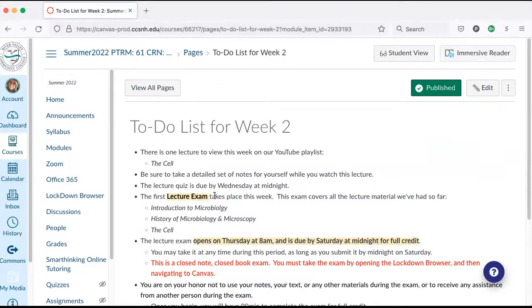The first lecture exam takes place this week. It covers all the lecture topics that we've covered so far: the introduction to microbiology, history of microbiology and microscopy, and the cell. So these are the 3 topics that will be on the exam. The exam is available to you starting at 8 o'clock tomorrow morning. You can pick when you want to take it. You just have to get it in to me before Saturday at midnight for full credit.